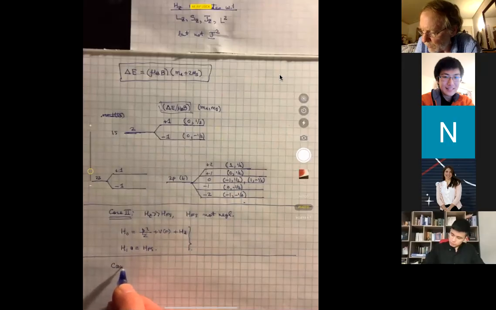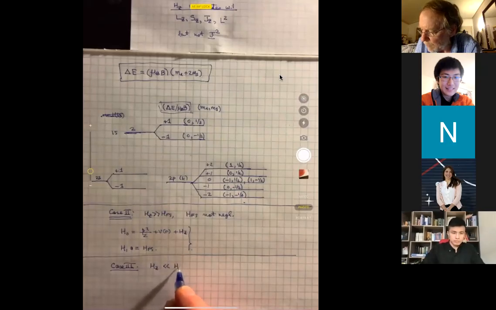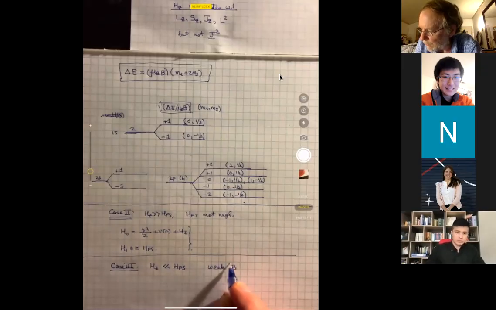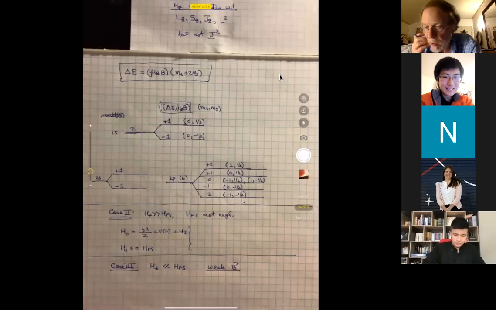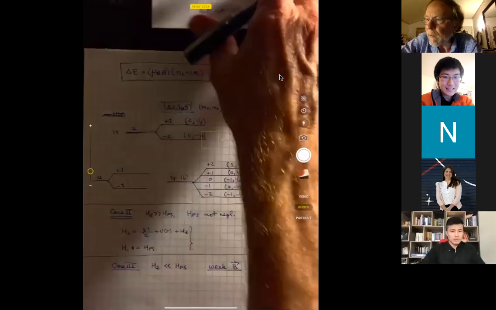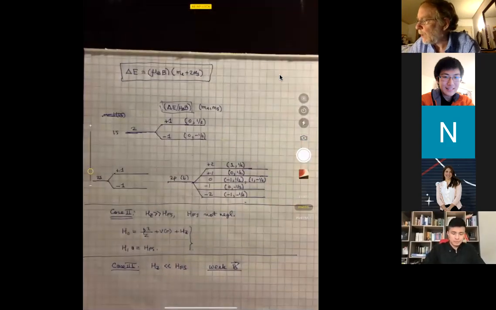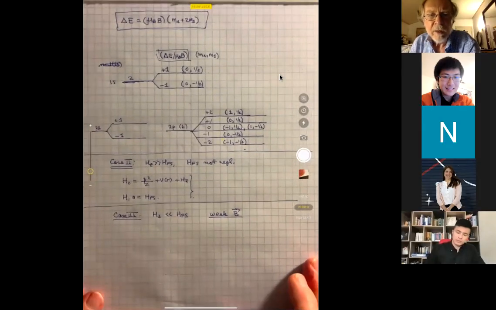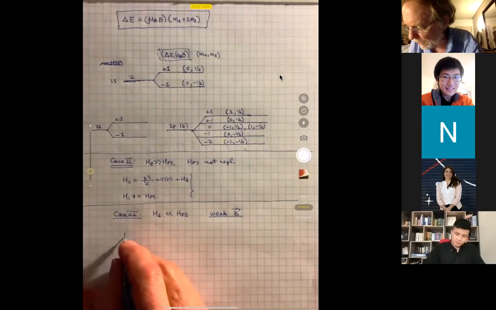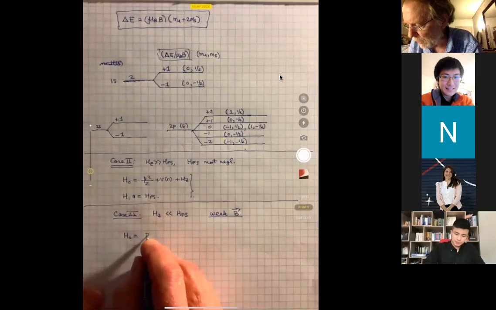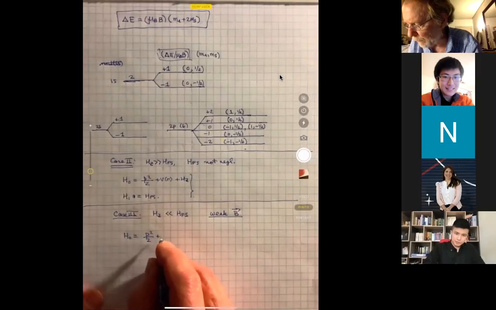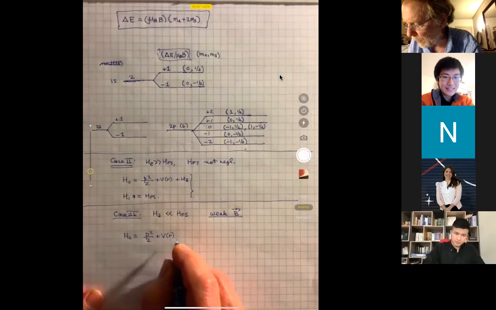I want to move on to case 3, which is the case in which the Zeeman term is much less than the fine structure term, easily achieved by making the magnetic field weak. So this is the case of the weak magnetic field. And in some ways, this is the most interesting case. In this case, the Hamiltonian we want, the H0, is going to be the p squared over 2 plus V of R plus H fine structure.